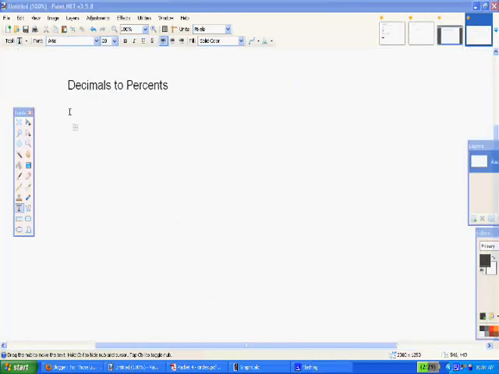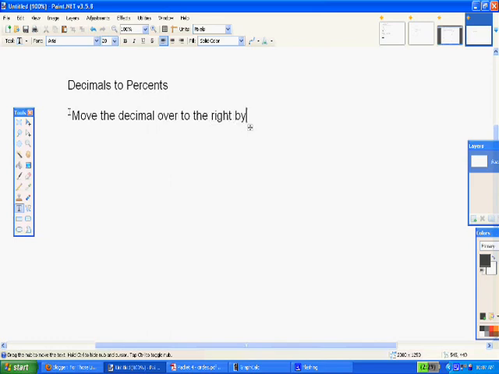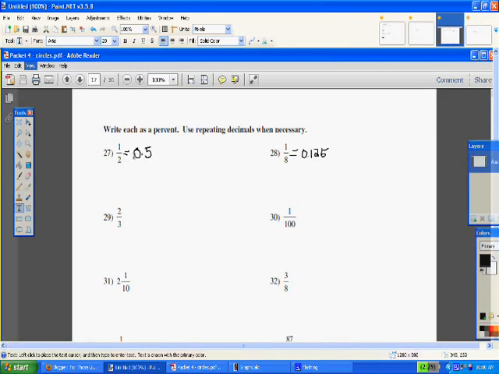Alright, now we're going to go from decimals to percents. And to do this, you simply move the decimal over to the right by 2 places. Or, if you want to think about it in this way, you can multiply the decimal by 100. So go back to page 17, problems number 27 through 34, and I will show you some examples. So here I have a decimal, and in the instructions it says actually to write each as a percent. So now that we've gone from a fraction to decimal, you can go from a decimal to a percent.